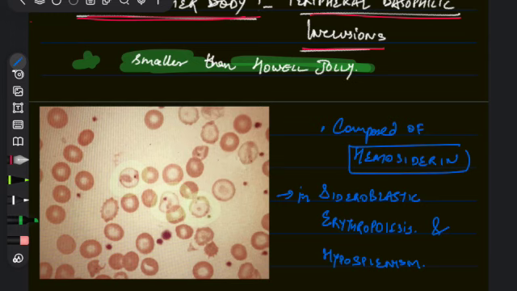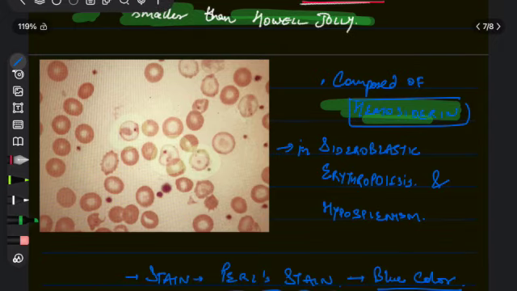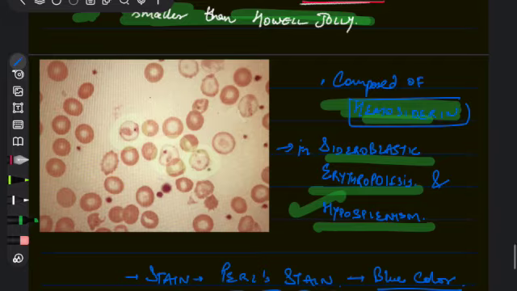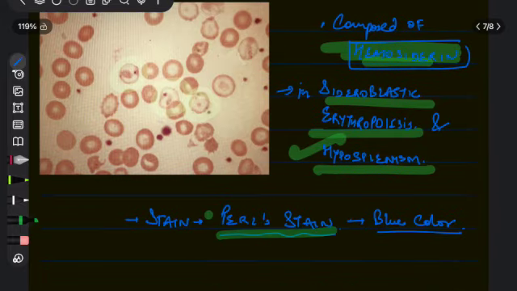Now these bodies are composed of hemosiderin and can be found in sideroblastic erythropoiesis and hyposplenism cases. The stain used for these is Perls stain, as they contain hemosiderin, and the stain color is blue. Howell-Jolly bodies stain purple on Romanowsky, and Pappenheimer bodies stain blue on Perls stain.